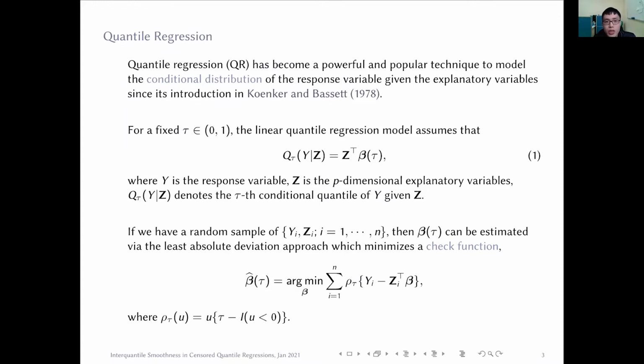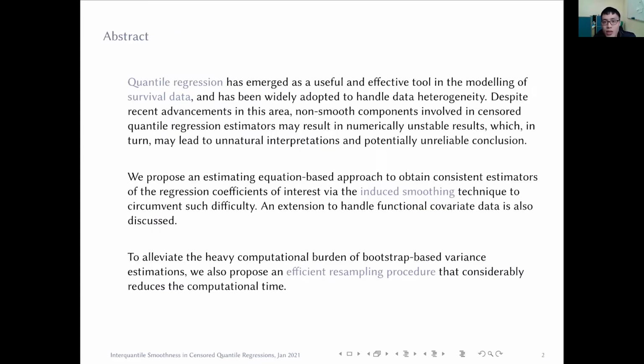In this work, we propose an estimating equation based approach to obtain consistent estimators of the coefficients via induced smoothing. We also extend the method to handle functional data. We also propose an efficient resampling procedure in addition to a bootstrap-based method to improve computational efficiency.